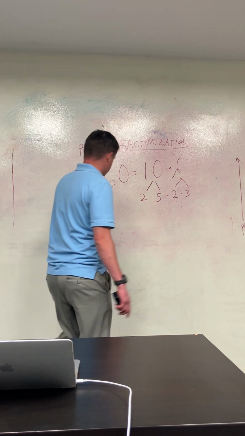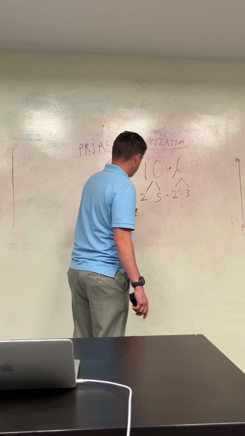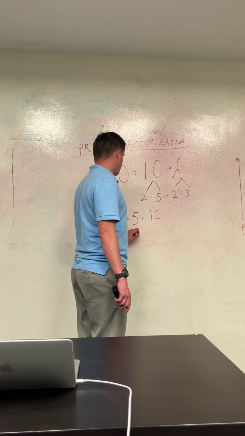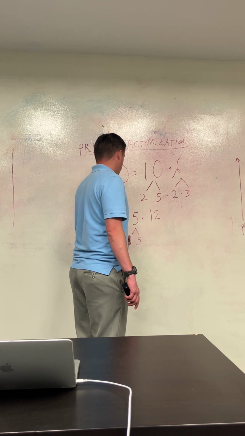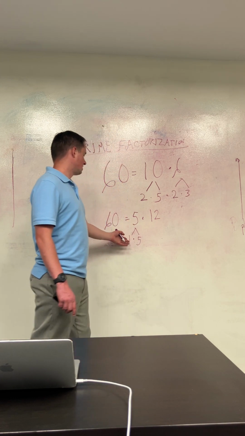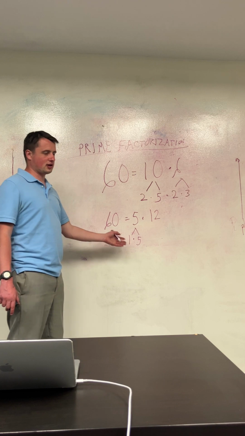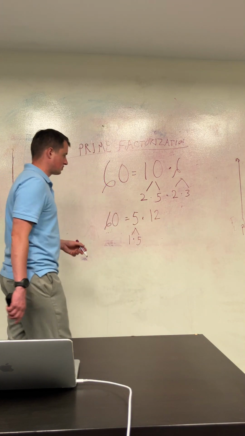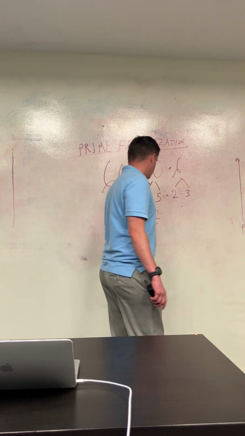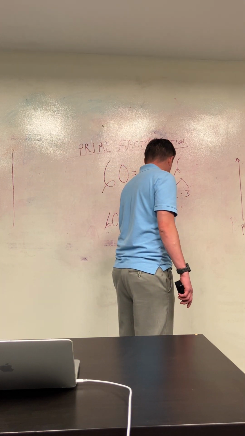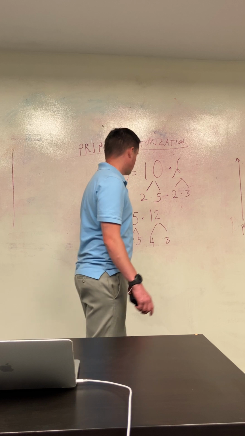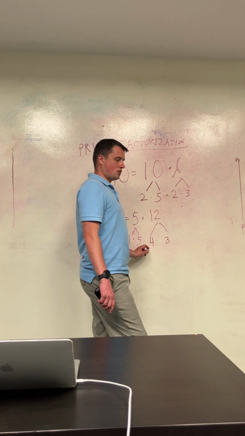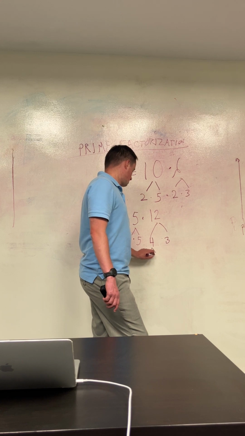Let's do it a different way. Let's do 60 equals 5 times 12. What are the factors of 5? 5 and 1. And the 1 doesn't really matter. You don't have to show 1 when you're doing something like that because anything times 1 is the same number. Factors of 12, 4 and 3. What are the factors of 4? 2 and 2.